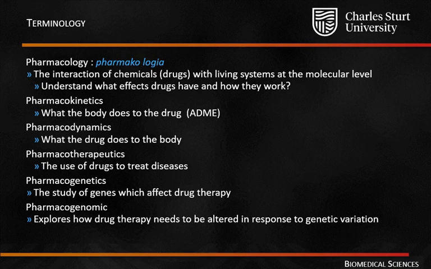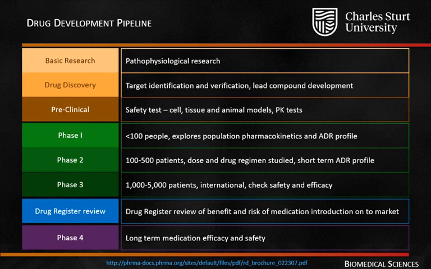Pharmacotherapeutics is an exploration of the use of drugs, so which drug is better for the treatment of cardiovascular disease, or which one is better for diabetes. Pharmacogenetics is the study of genes which affect drug therapy, and then genomics is what to do about that. And finally, we'll look at the drug development pipeline.